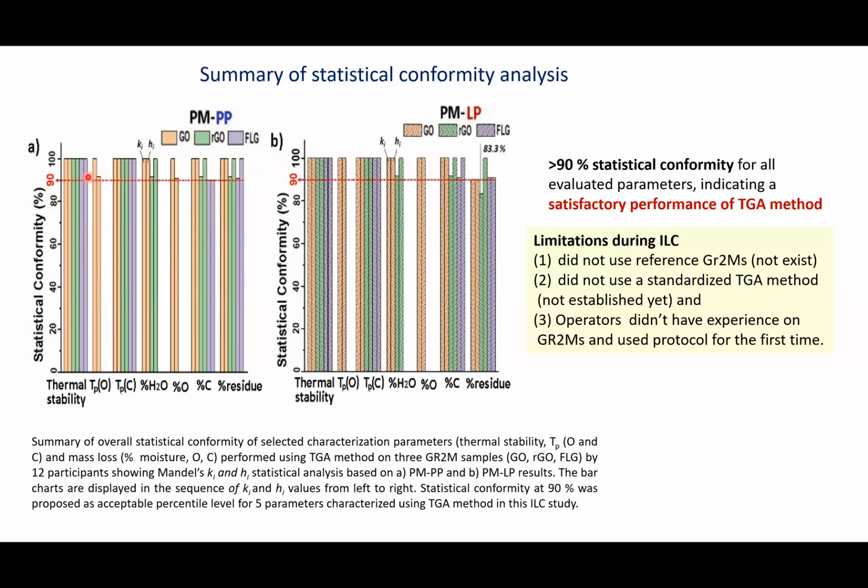Results show 90% conformity for all parameters, which is a very good result for us. And we consider this a very good result specifically because for this testing, we didn't use reference graphene materials. We didn't use a standardized method, and the operators who did this measurement had never before done analysis of graphene.